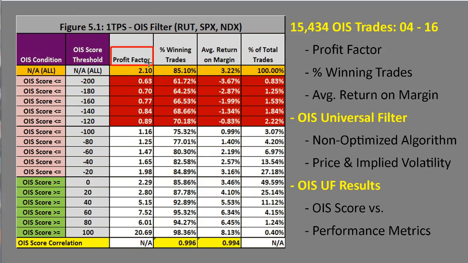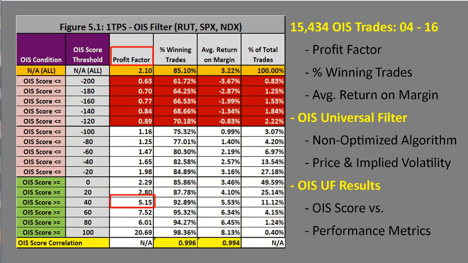For example, a profit factor of 5.15 indicates that specific backtest generated $5.15 of gains for every $1 of losses. Obviously, we would prefer higher profit factors. A profit factor of exactly 1.0 would indicate a break-even strategy. Profit factors of less than 1.0 represent losing strategies.